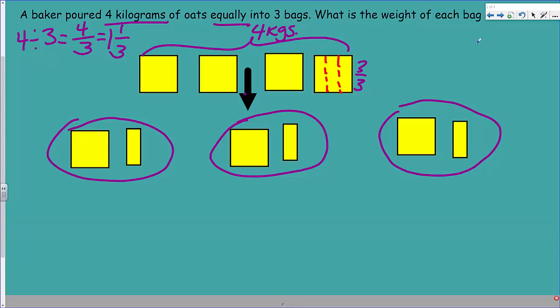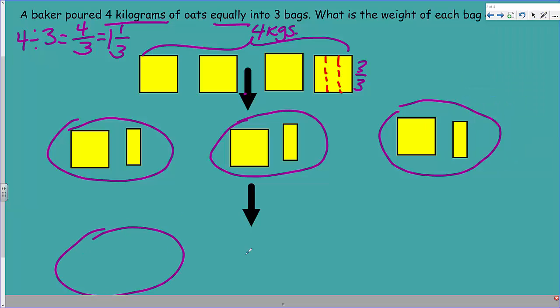So I'm going to go ahead and see if I can make, don't want to do that. How about we make a copy of this guy? Okay, we're going to continue this on. Because I want to show that 4/3, and so I'm going to show it like this. I'm going to go ahead and draw 3 more bags.